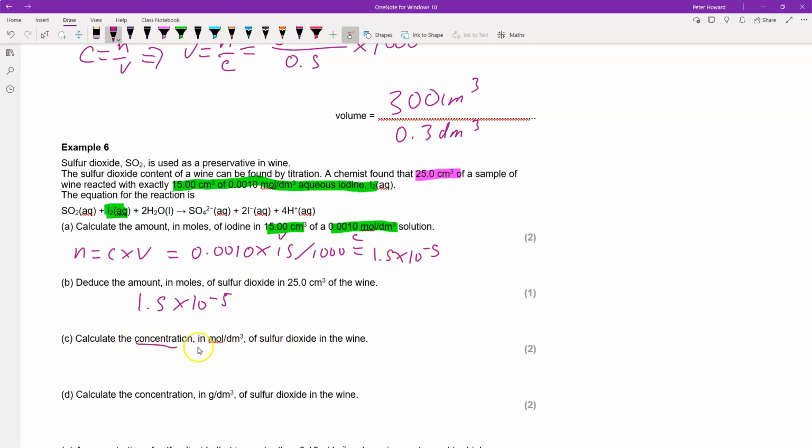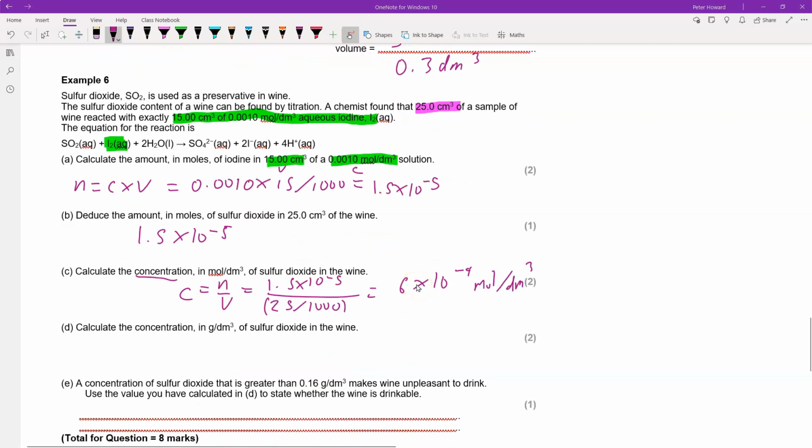Now it talks about the concentration of the sulfur dioxide. Concentration, moles over volume. We've got the number of moles, 1.5 times 10 to the minus 5. Volume, let's find it here. It's a bit in pinky purple. Volume is 25. So divide by 25 times 1,000 gives us a concentration of 6 times 10 to the minus 4, and it's probably worth giving units, moles per decimeter cubed.